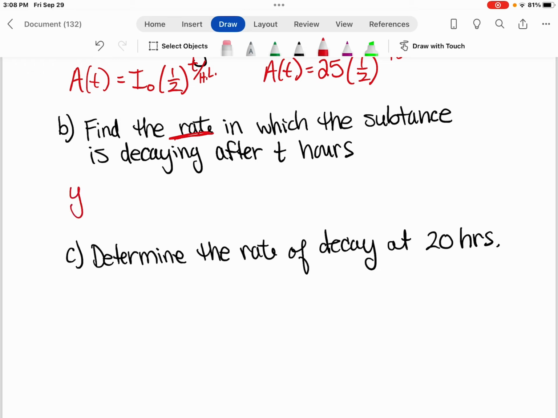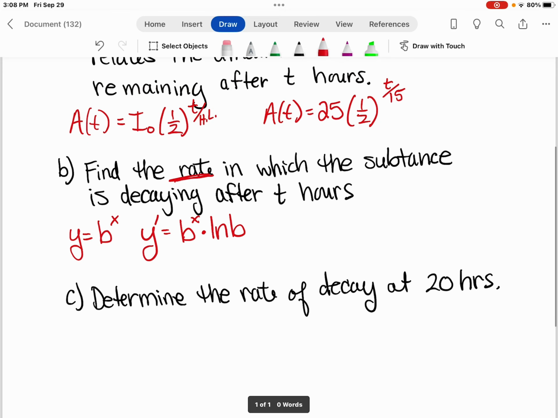In general, if I have an exponential function, b to the x, the derivative is going to be b to the x times the natural log of b. And then, of course, the chain rule would hold true for this rule as well if there was something other than x in the exponent.